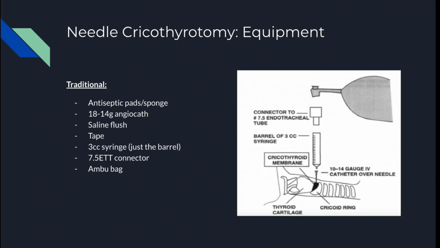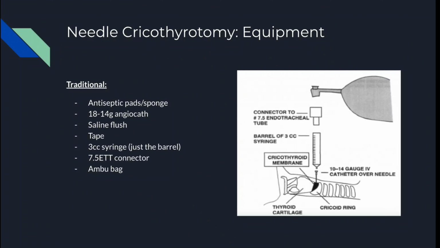We're going to need a 3 cc syringe. Now you'll notice that I put just the barrel here, and the reason for that, we're going to take the plunger out of the syringe, and we're also going to take a 7.5 ET tube, and we're just going to take the ambu bag connector off of it, the part that we connect the bag to the tube. We're taking that off, and then we're going to put that inside of the 3 cc syringe, and then we're going to utilize the luer lock of the 3 cc syringe as an adapter for the ambu bag so we can ventilate through that.